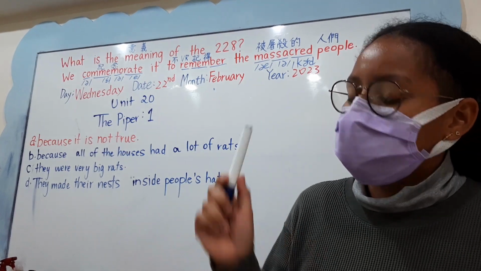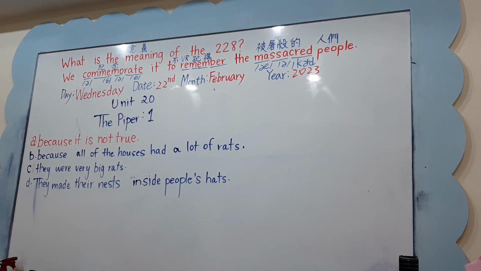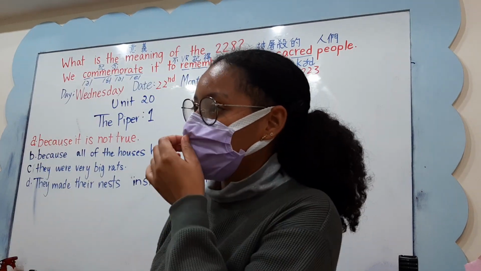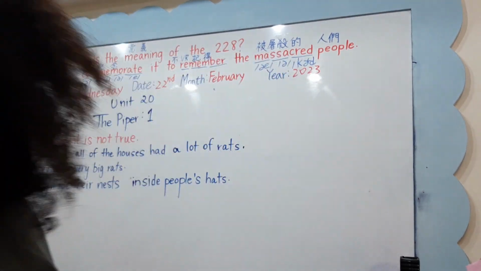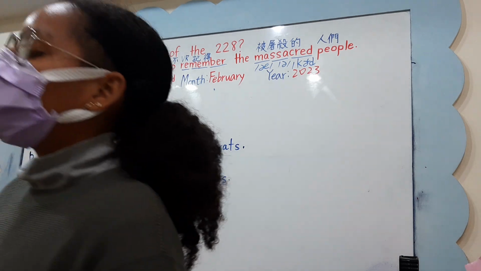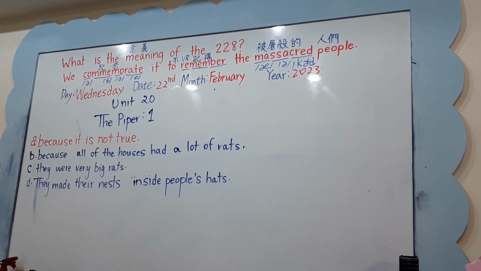So let's see if you were paying attention. Pinky, why is this story not in the history books? Good, because it is not true. Dora, why were the people unhappy? Because? Okay, so all of the houses had a lot of rats in them. Ethan, why were the rats able to fight dogs?